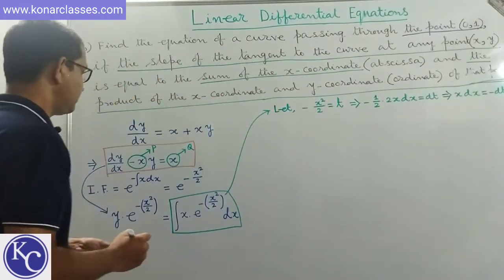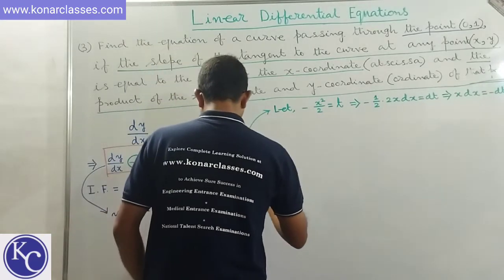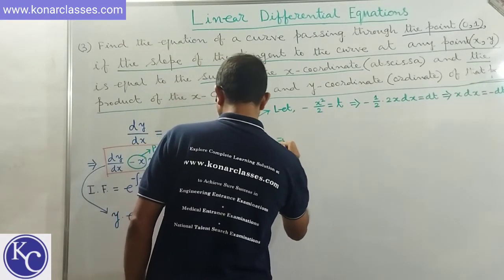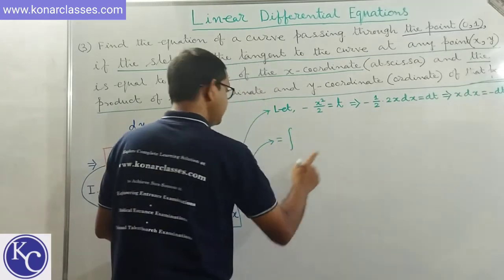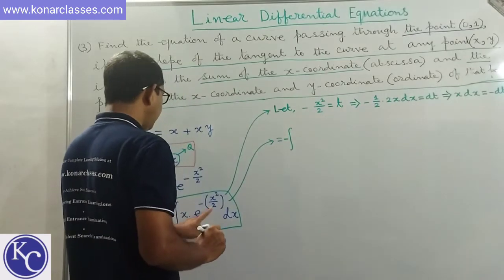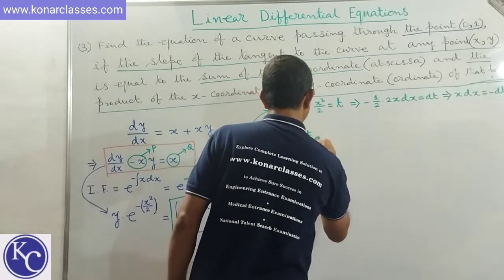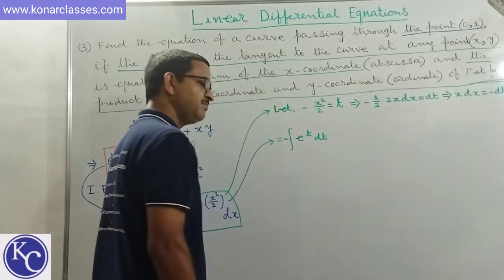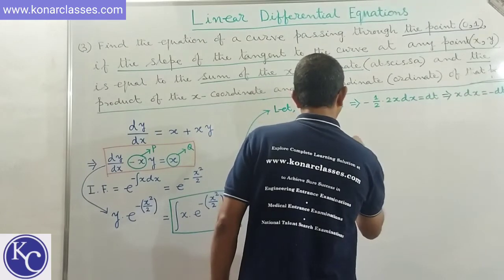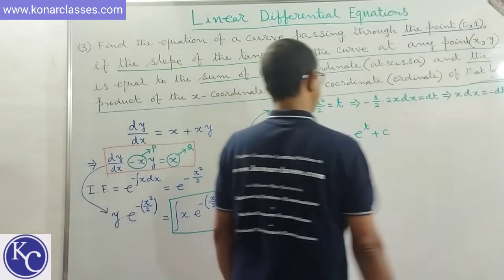Then what are we going to get, dear students? As we substituted this value, this integration now becomes integration x dx is equal to minus dt. So minus we took outside, and e power minus x square by 2 means e power t dt. What is the integration of e power t dt? That is e power t. That is equal to minus e power t. Here we are writing the integrating constant c.